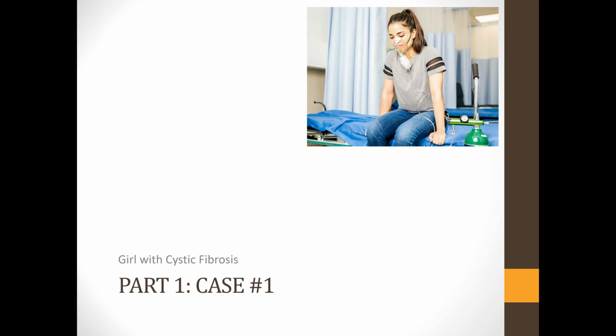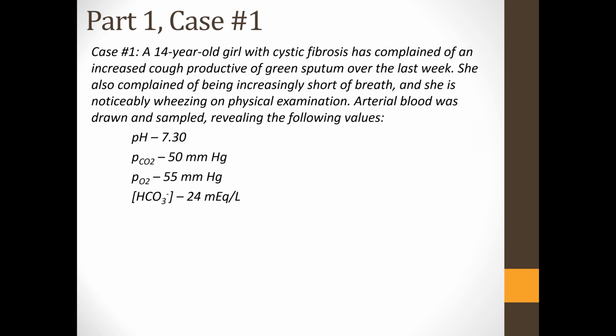So Part 1, case number 1. A 14-year-old girl with cystic fibrosis has complained of an increased cough productive of green sputum over the last week. She also complained of being increasingly short of breath, and she is noticeably wheezing on physical examination. Arterial blood was drawn and sampled, revealing the following values: pH of 7.3, carbon dioxide pressure of 50 millimeters mercury, oxygen pressure of 55 millimeters mercury, bicarbonate ion concentration of 24 milliequivalents per liter.